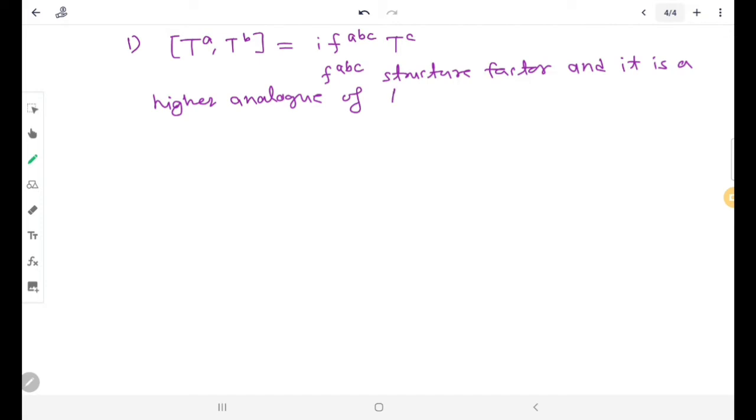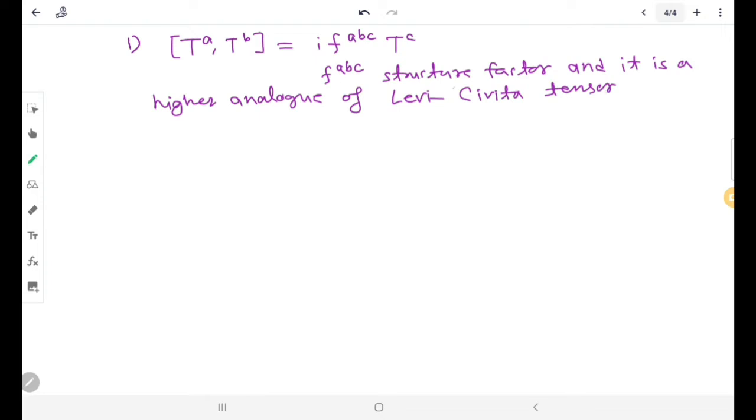So what is this f^{ABC}? This is called the structure factor. We call it the structure factor, and it is just a higher analog of the Levi-Civita tensor. This is what we have, right? This is a higher analog of the Levi-Civita tensor.